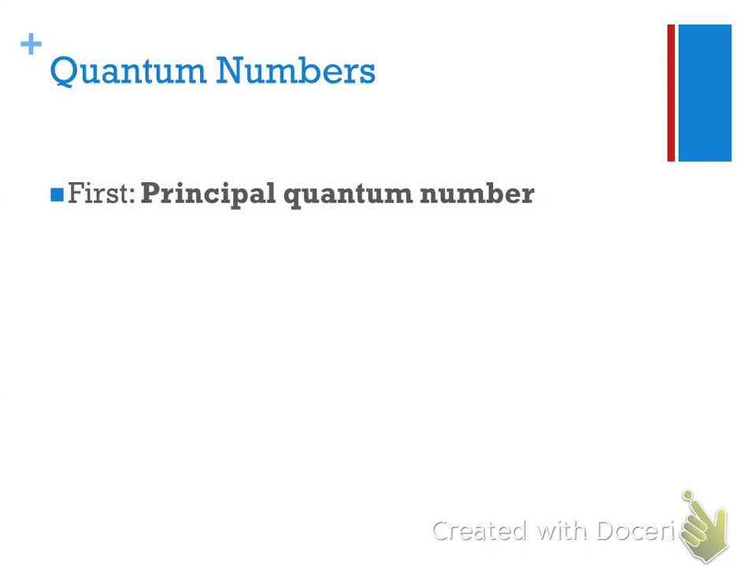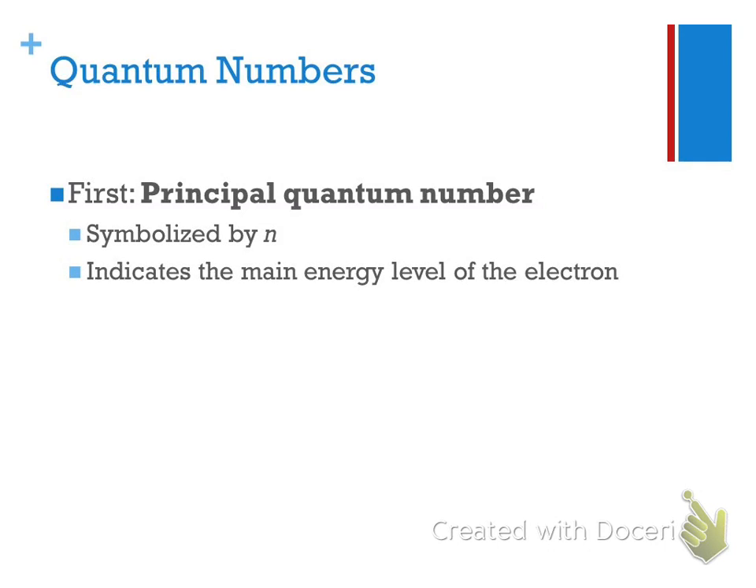What the principal quantum number does is it describes to us the energy level. We symbolize it by a lowercase n. Each quantum number will be given with 4 different parts to it, and the principal quantum number is signified by a lowercase n.